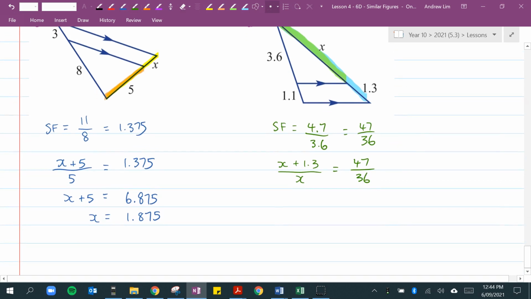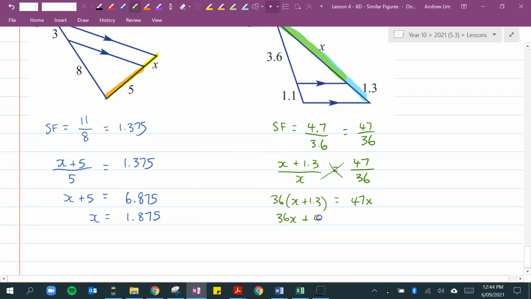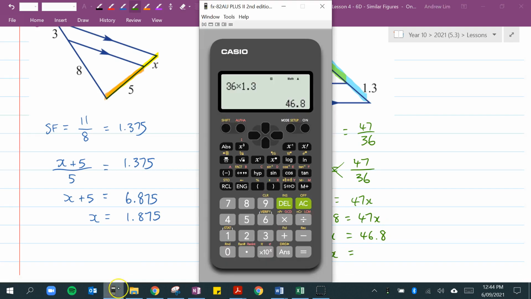Alright, I'm going to cross multiply to get rid of the fraction. So we have 36 lots of x plus 1.3 is going to equal 47x. Cross multiply gets rid of the denominators. I'm going to expand this out. 36x plus 46.8 is going to equal 47x. Subtract 36x from both sides and I'll get 11x is equal to 46.8. Divide both sides by 11. I'll get 4.25.